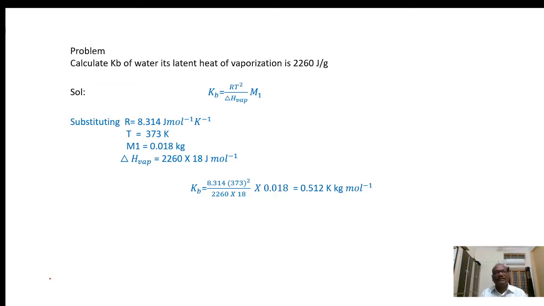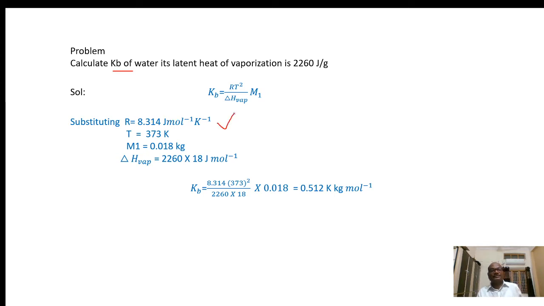Next we see the second problem. Calculate Kb of water. Its latent heat of evaporation is 2260 joule per gram. So here 2260 joule per gram is given. Per gram it is given. But if you see the formula of Kb, because it is asked to calculate Kb, let us write the equation for Kb: RT square into capital M divided by delta H vaporization. R is the universal gas constant, 8.314 joule mole inverse Kelvin inverse.